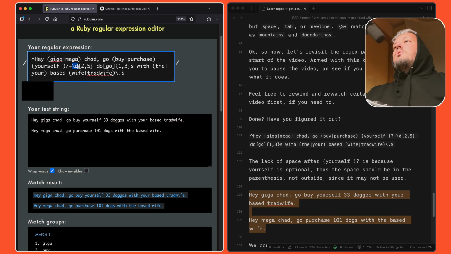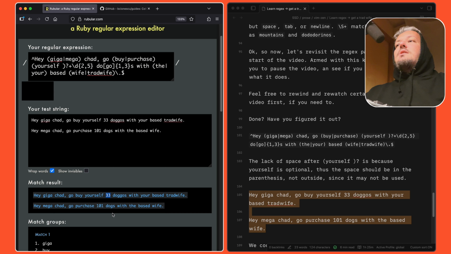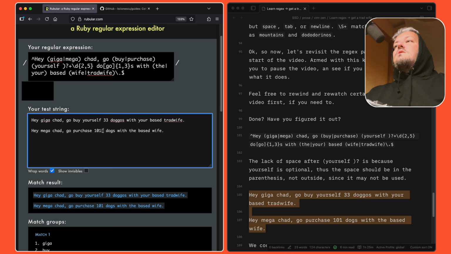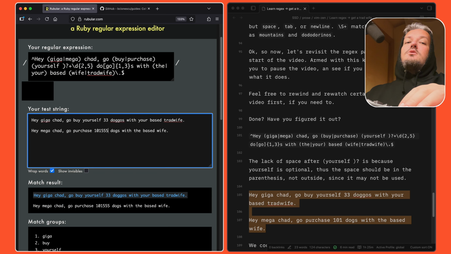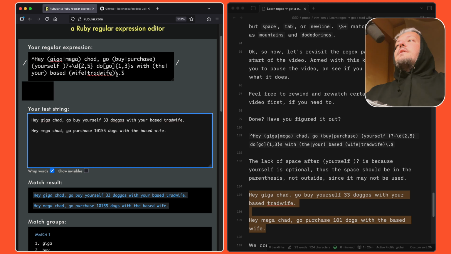Then we have lowercase d and then a range from 2 to 5. If you remember from earlier, this just means digits. And we can have a number of 2 digits, 3 digits, 4 digits, or 5 digits according to our range here. So for example, 33 is 2 digits, so that's fine. 101 is 3 digits. And then 10,155 is still fine because it's up to 5 digits, but if we add one more, the regex no longer matches. The number is now too big.